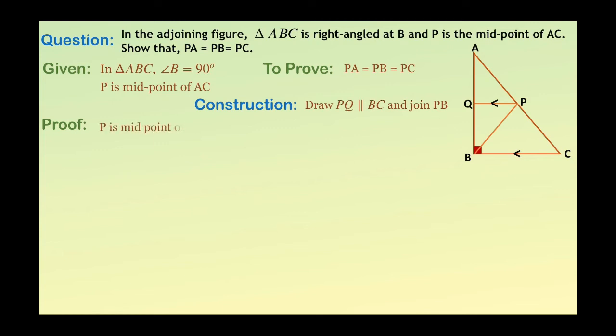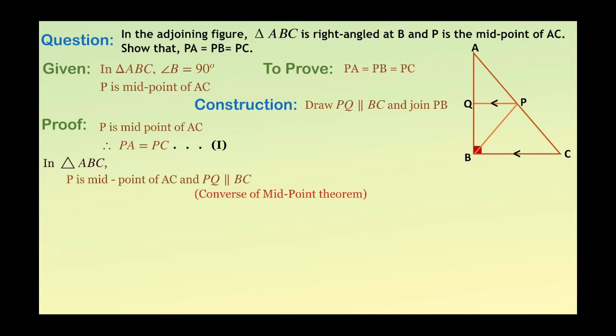Now since P is the midpoint of line segment AC, we can say PA and PC are equal. Let's say this is result 1. Now in triangle ABC, P is the midpoint of one of the sides AC and PQ is parallel to another side BC. So by converse of the midpoint theorem, we can say that Q is the midpoint of AB, or AQ equals BQ.